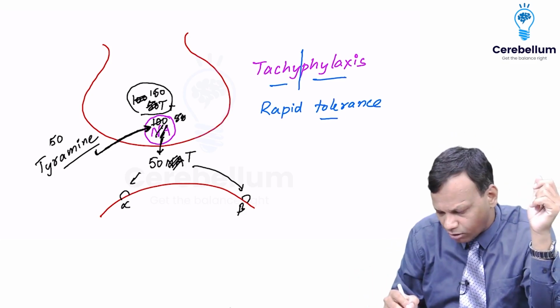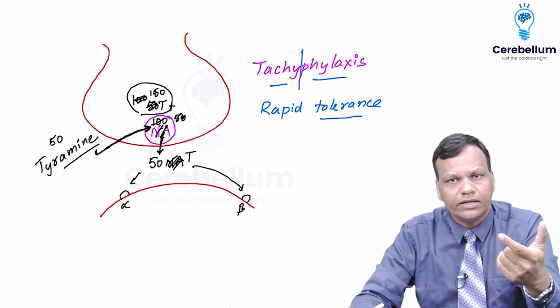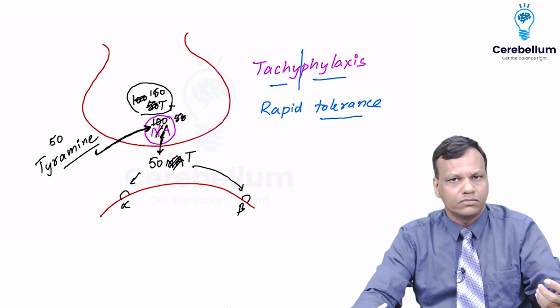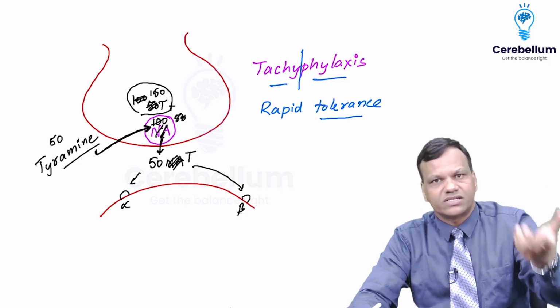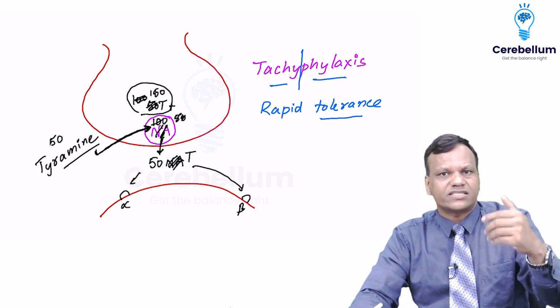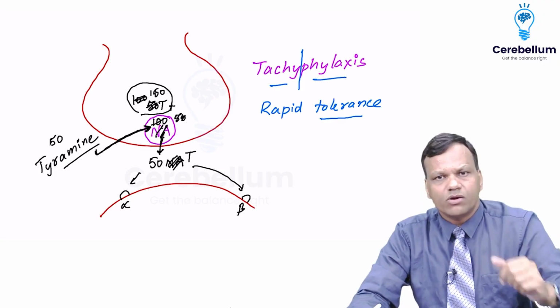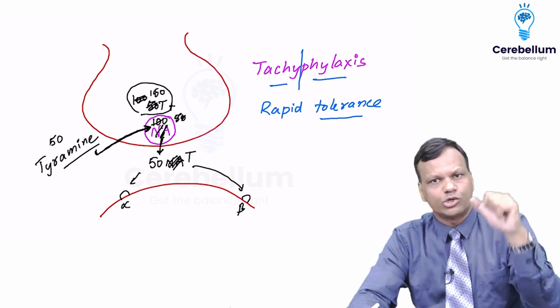Remember, normally tolerance is slow to develop. Like a person starts taking alcohol. It is not that the first day the person takes alcohol and the next day the person will not enjoy the same alcohol. The person has started with 2 pegs.